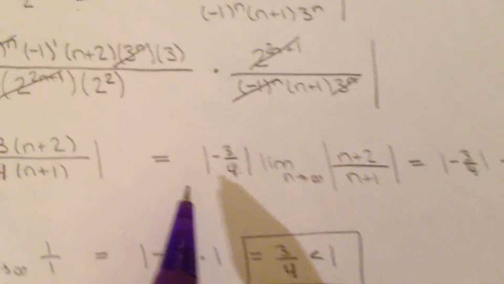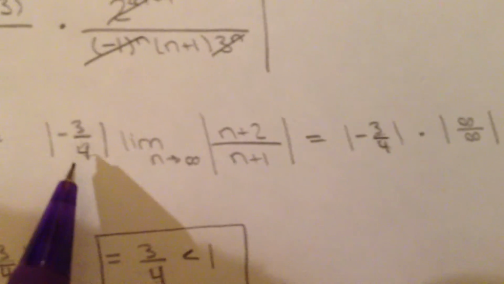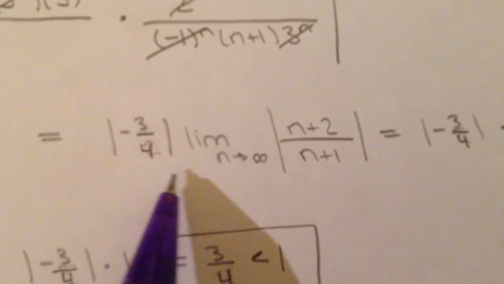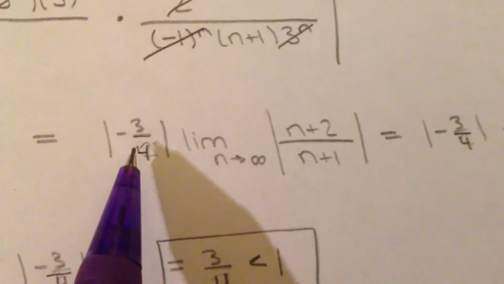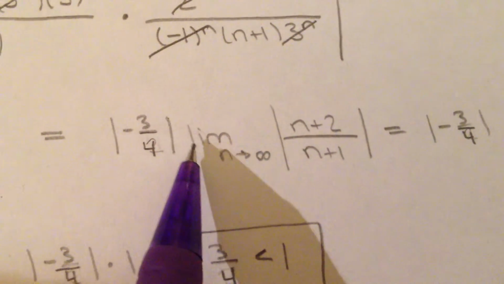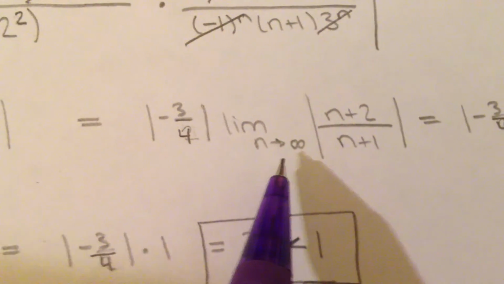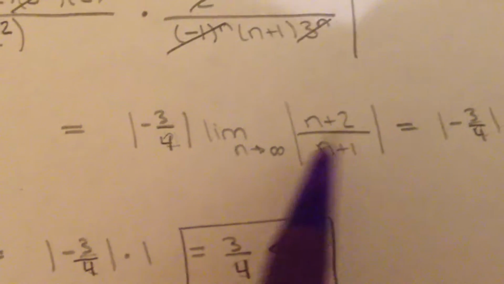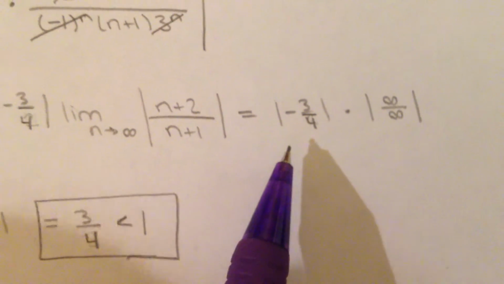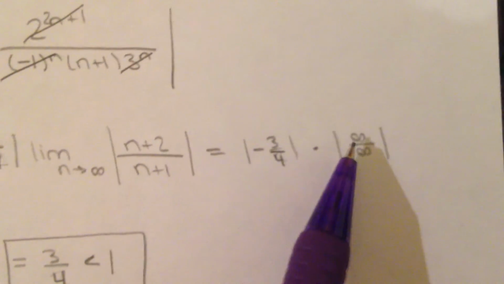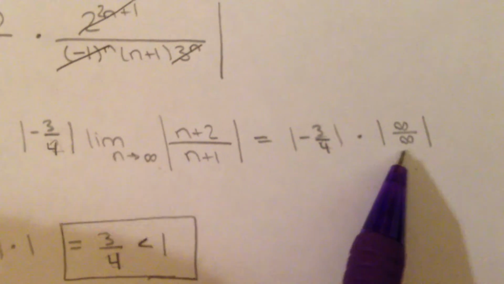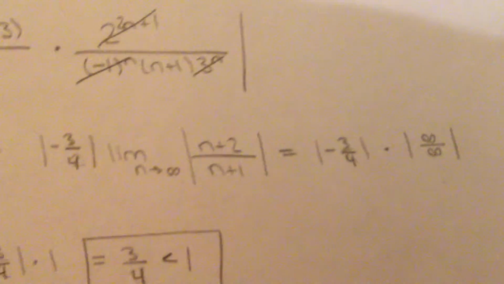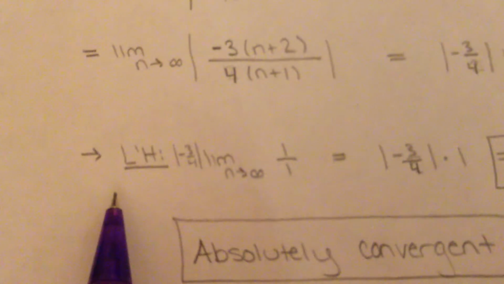So then I pulled out the absolute value of negative 3/4 in front of the limit. So, the absolute value of negative 3/4 times the limit as n goes to infinity of the absolute value of n plus 2 over n plus 1, which gives me the absolute value of negative 3/4 times infinity over infinity when we plug in infinity for n. And since this is indeterminate, we have to use L'Hopital's rule.